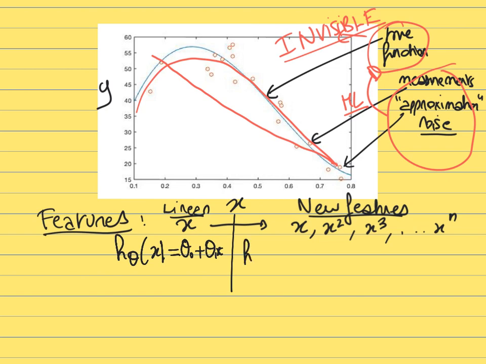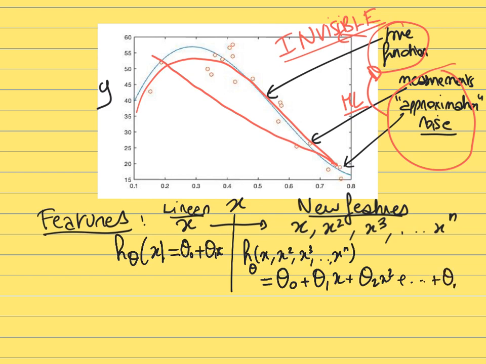So now we will say that the new hypothesis is going to depend not only on x, but also on x², on x³, etc. And we can go up to any power that we want. And now this hypothesis, rather than writing it only as a linear function, we can write it in terms of first an intercept, theta naught, plus theta 1 times x, plus theta 2 times x², etc., plus theta n times x to the power n.